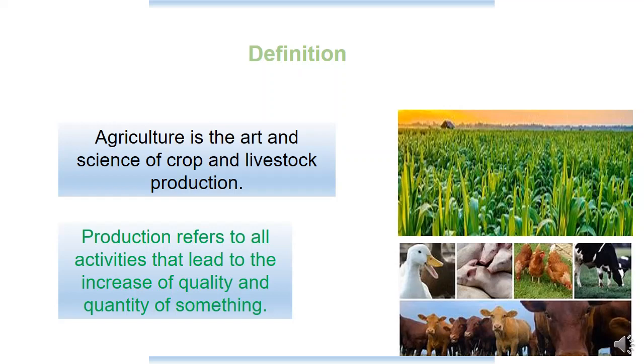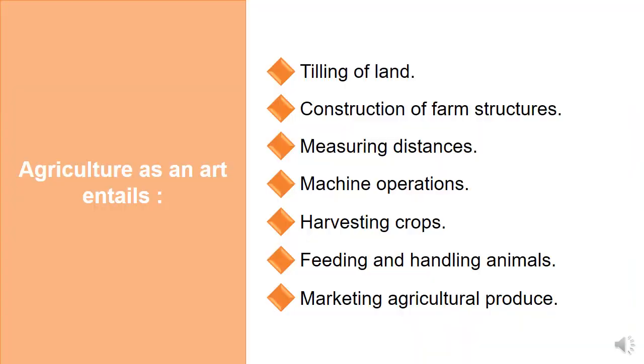That's a production process. If you look at livestock, for example cattle, you have to feed these animals properly with the right food. You have to treat them against various diseases and control various pests for them to produce maximally if you have dairy animals. That is a production process. So all these activities that you carry out that lead to increase in quantity or quality of something that you are producing as a farmer, because agriculture is an enterprise, that is a production process.